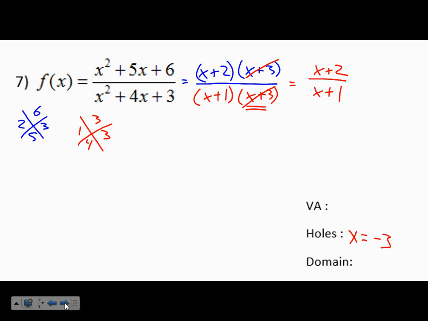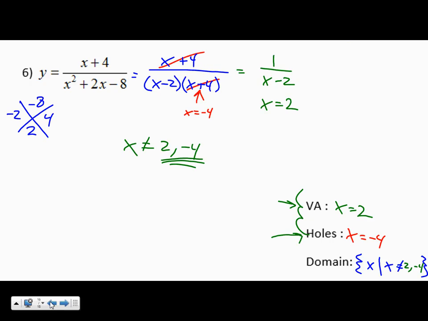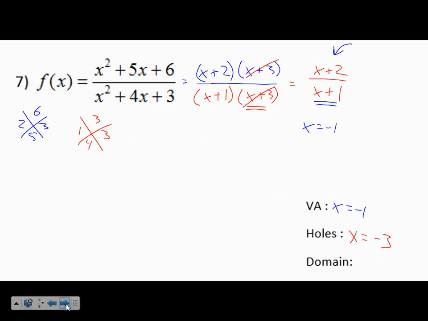So our vertical asymptote is what makes that denominator 0: x is equal to -1. Technically, our x-intercept for this one is going to be -2, but it doesn't ask for that, so we don't have to worry about it. Our last one didn't have an x-intercept.